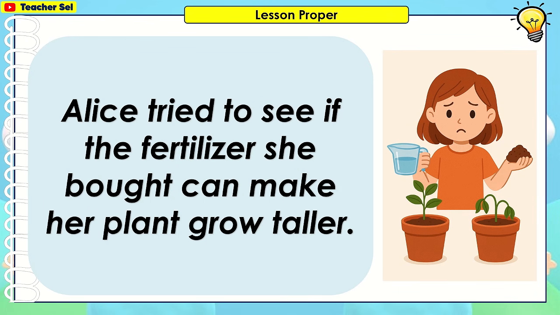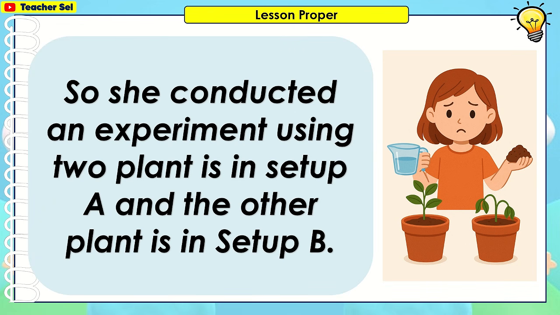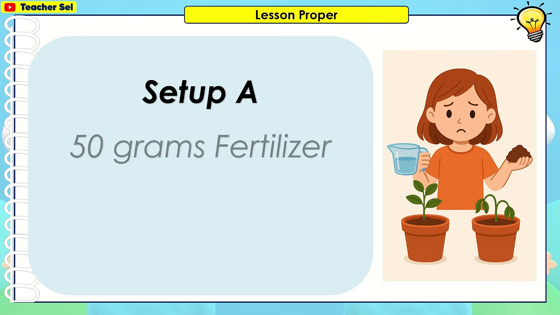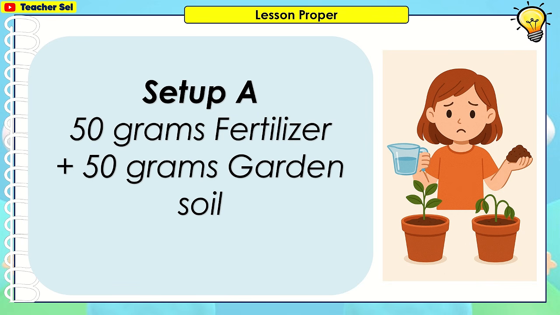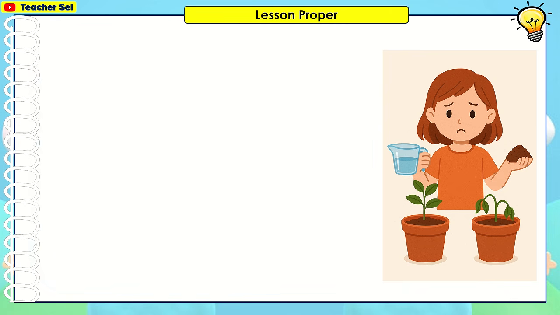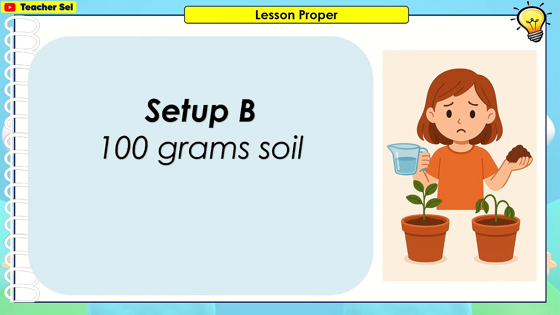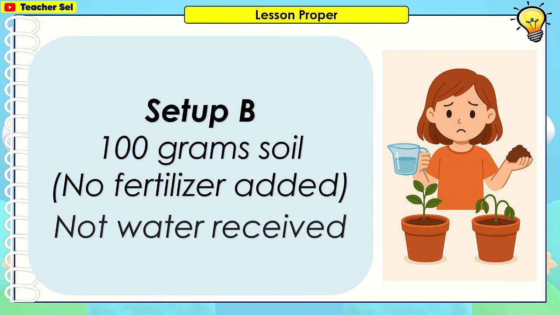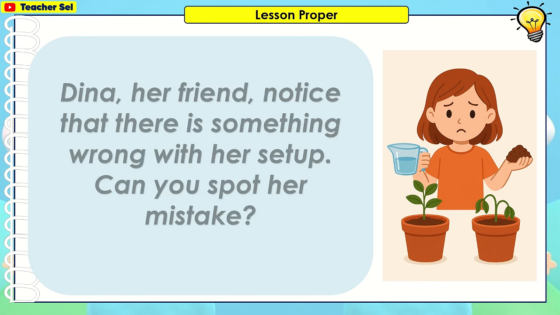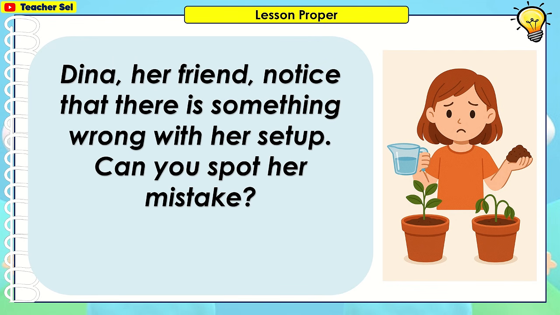Let's read the problem. Alice tried to see if the fertilizer she bought can make her plant grow taller. So she conducted an experiment using two plants, one in setup A and the other in setup B. Setup A: 50 grams fertilizer plus 50 grams garden soil, water daily. Setup B: 100 grams soil, no fertilizer added, no water received. Dina, her friend, noticed that there is something wrong with her setup. Can you spot her mistake?